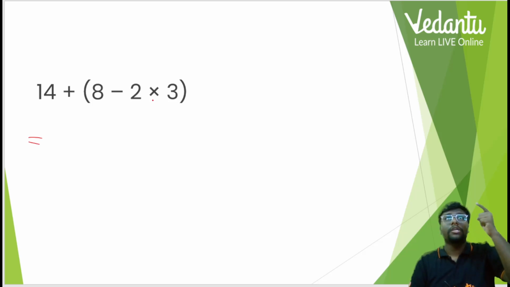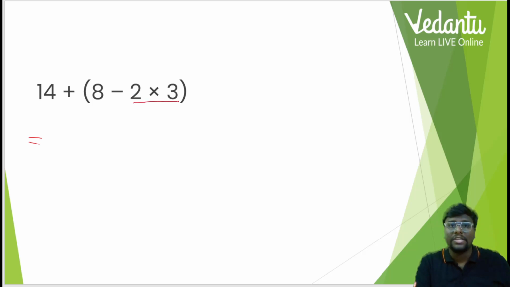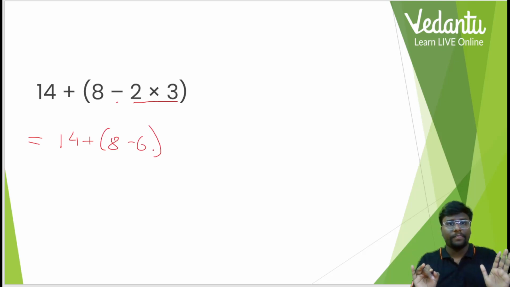I know BODMAS. M stands for multiplication, right? So first we'll solve multiplication and then we'll go for subtraction. So let's go for it. It's 14 plus 8 minus 6, right? 2 3s are 6, correct?